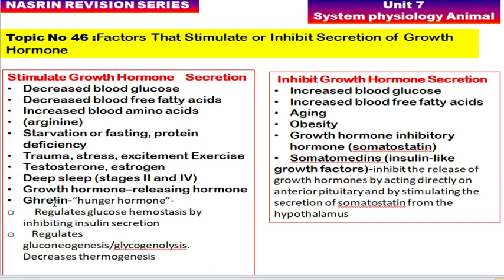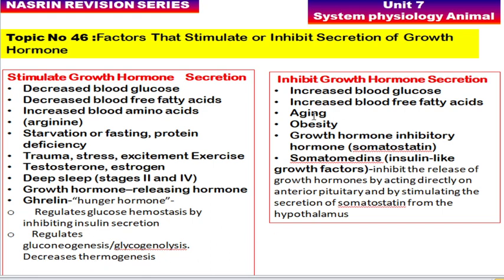In addition to that, the ghrelin hormone, which is called the hunger hormone, is involved in regulating glucose homeostasis by inhibiting the insulin secretion. This ghrelin hormone also regulates gluconeogenesis and glycogenolysis, as well as decreasing thermogenesis.